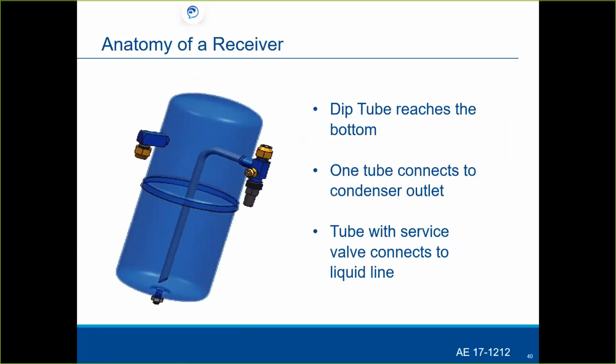This just shows the nice anatomy of the receiver. Notice the dip tube down here reaching to the bottom, okay? One tube connects to the condenser outlet, and the tube with the service valve over here connects to the liquid line, all right? Again, we have an AE bulletin here.